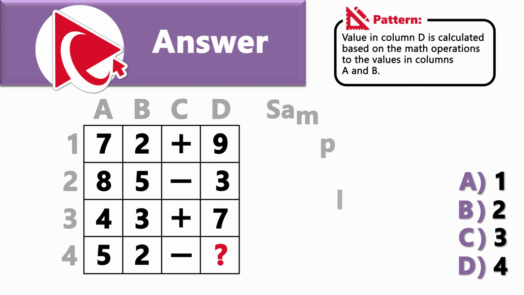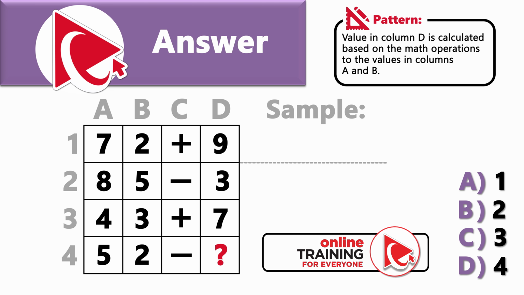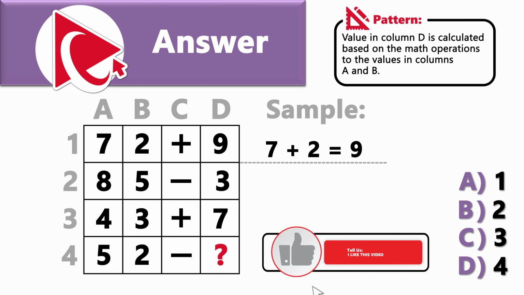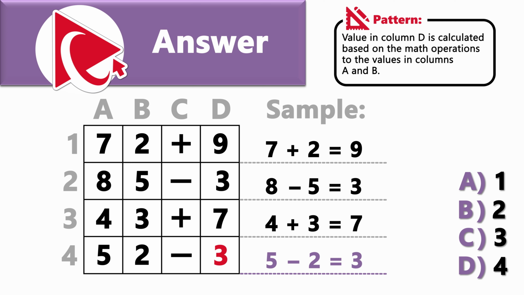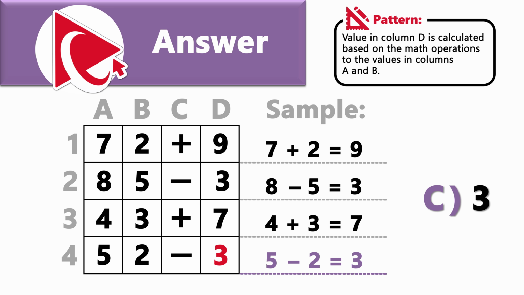To calculate the value in row 1, we need to add 7 plus 2, and the result would be equal to 9. The value for row 2 is calculated as 8 minus 5 and equals 3. For row 3, 4 plus 3 equals 7. Let's do the math now for the missing value. 5 minus 2 equals 3. So the correct answer here is choice C, 3.